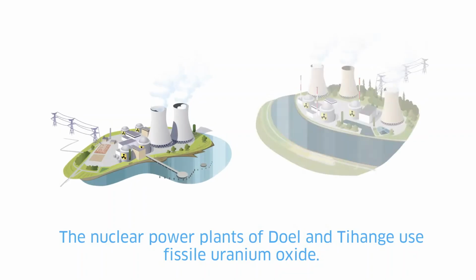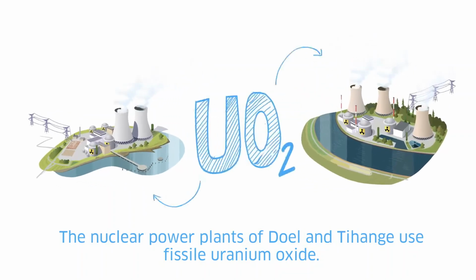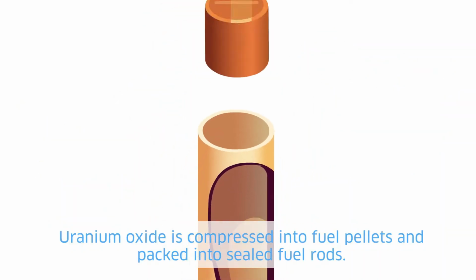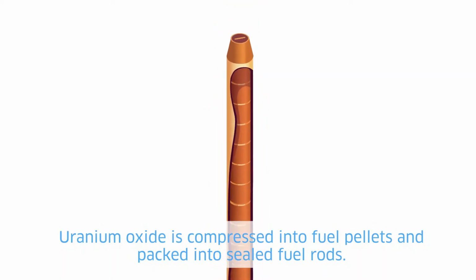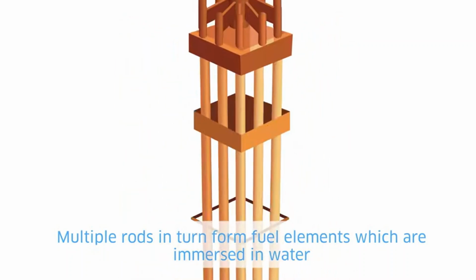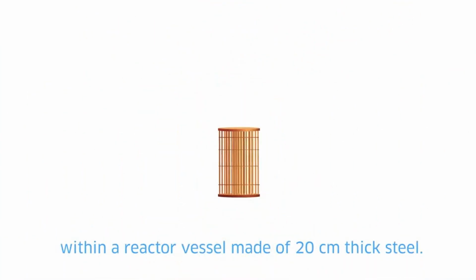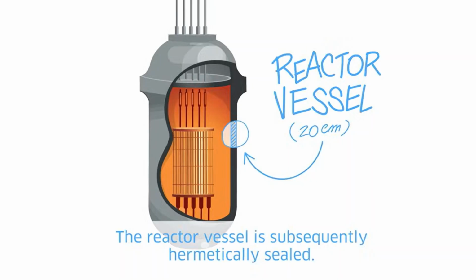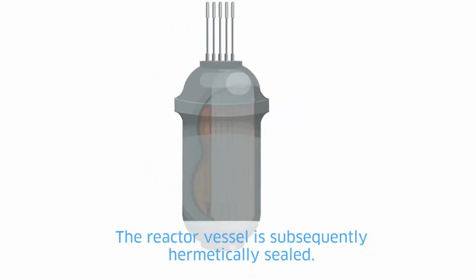The nuclear power plants of Doel and Tihange use fissile uranium oxide. Uranium oxide is compressed into fuel pellets and packed into steel fuel rods. Multiple rods in turn form fuel elements which are immersed in water within a reactor vessel made of 20 cm thick steel. The reactor vessel is subsequently hermetically sealed.